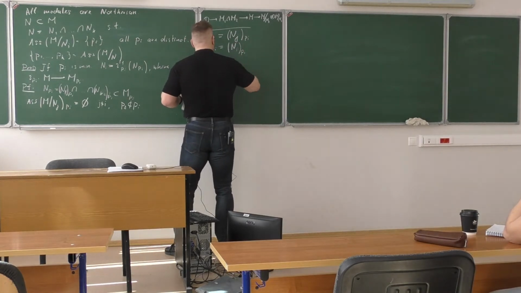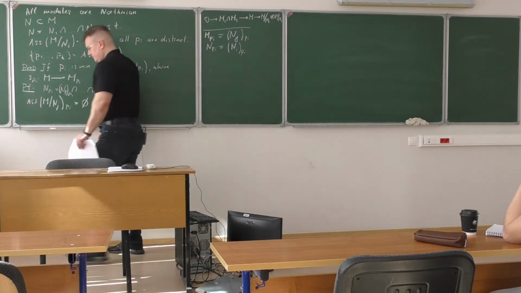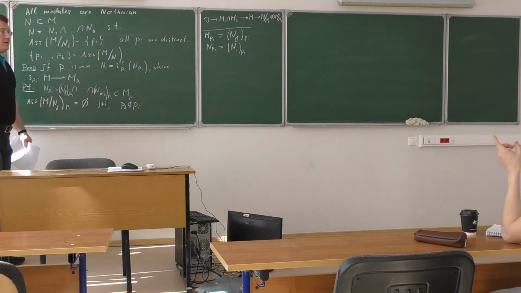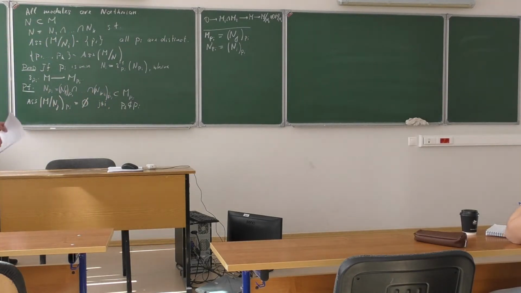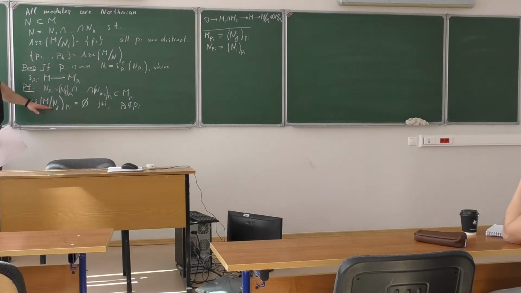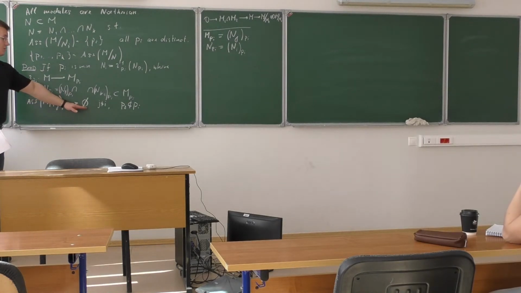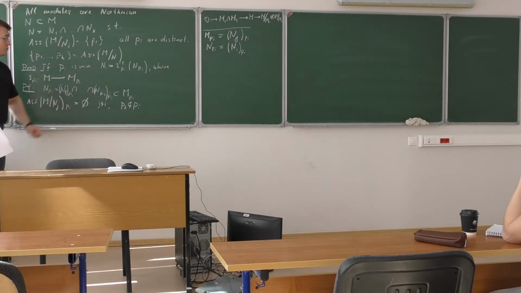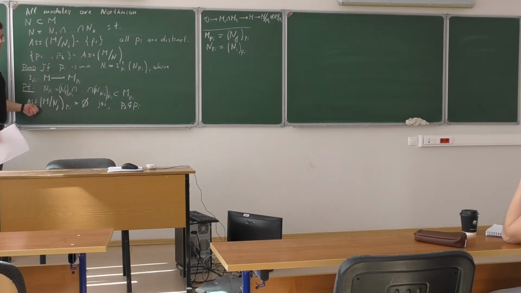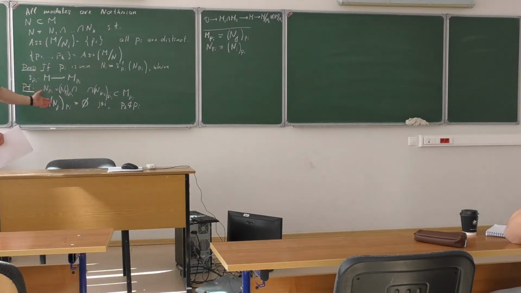Why do you say that M pi is equal to Nj pi? Well, the set of associated primes here is the empty set. So we know the property of associated primes that the set of associated primes is empty if and only if the module is 0. So this module is a 0 module. Then I just use the exactness of the localization to move it inside.